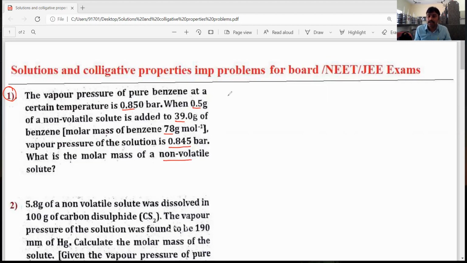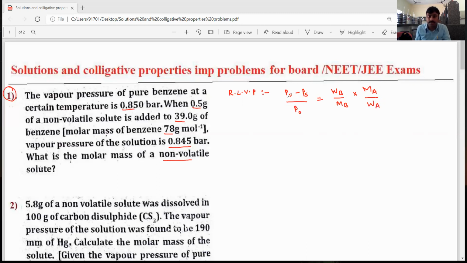For this question, we know the relative lowering of vapor pressure, RLVP. Relative lowering of vapor pressure, P naught minus Ps by P naught, for dilute solutions is nothing but the number of moles of solute by the number of moles of solvent. Number of moles of solute is weight by gram molecular weight of solute, into the gram molecular weight of solvent, MA, by the weight of solvent. This is the formula, dear students.